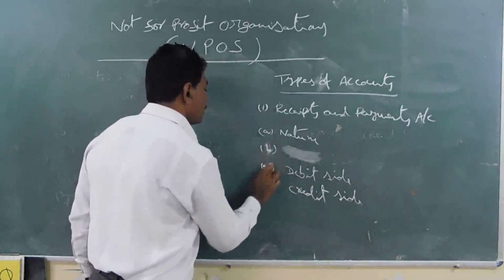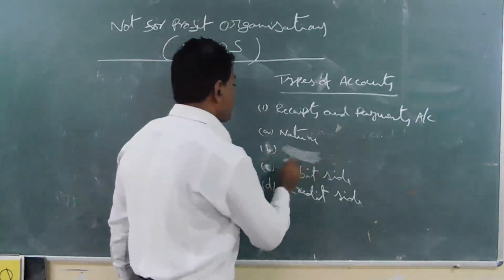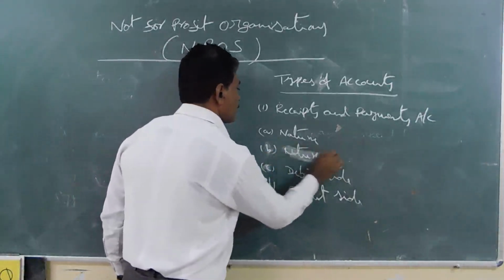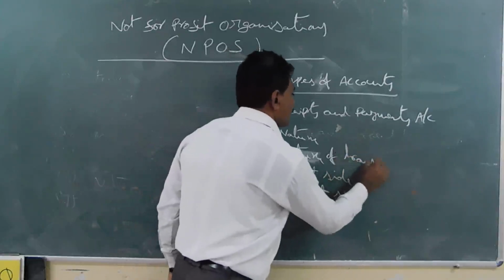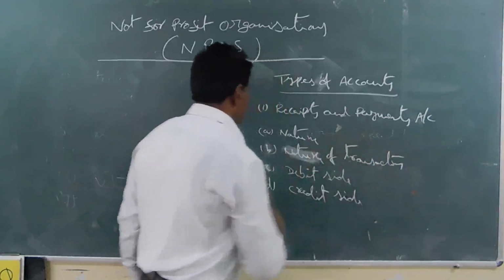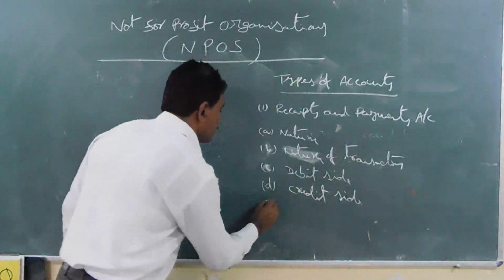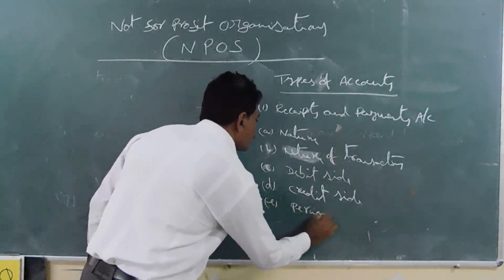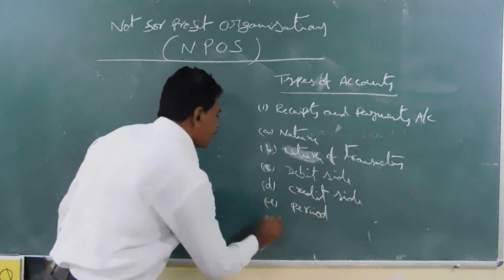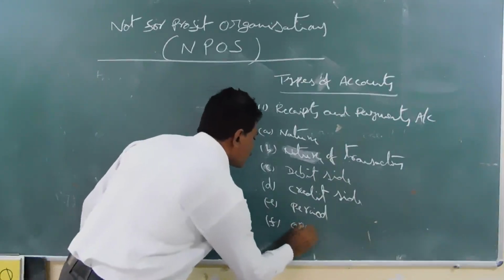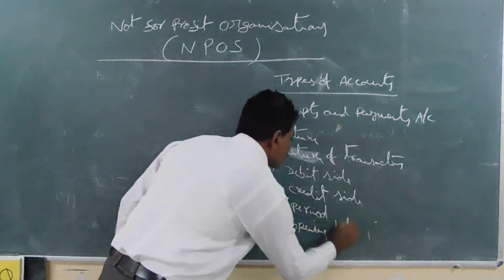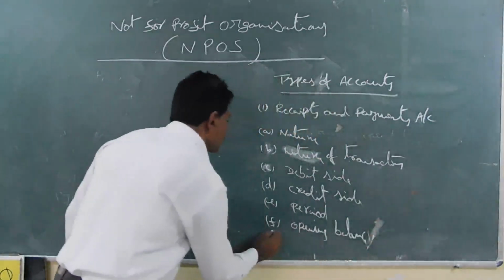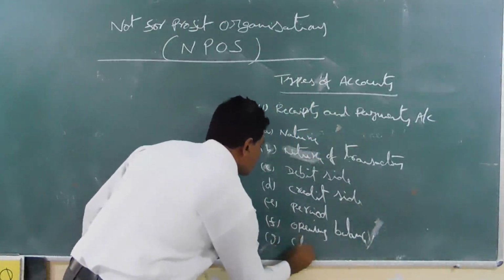A, B, C, D. B. Nature of transactions. Debit side, credit side. E. Period. F. Opening balance and closing balance. Opening balance. Closing balance.